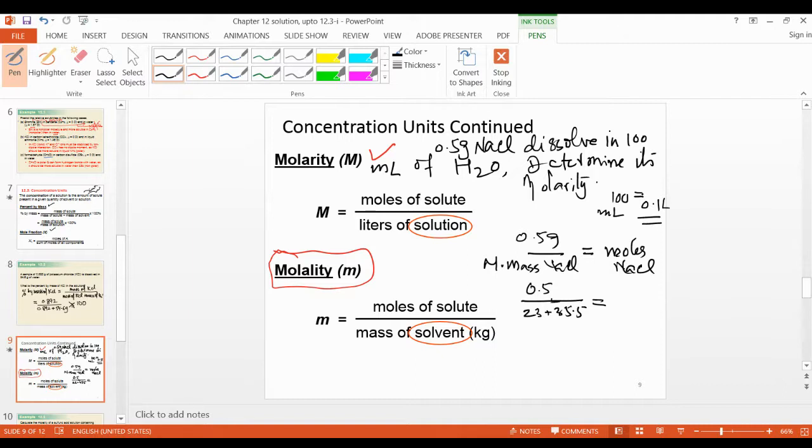I got 8.54 multiplied by 10 to the power minus 3 moles, right? So molarity you get as moles per liter, right? So now you will get 8.54 multiplied by 10 to the power minus 3 divided by 0.1. That is the molarity, you get it.